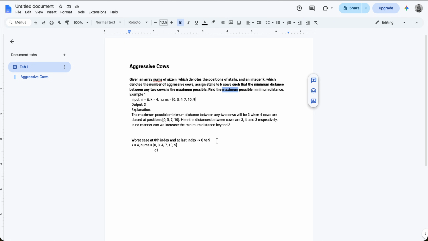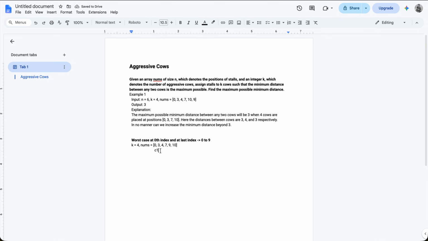And figure out the maximum possible minimum distance. You can notice that this array is not sorted, so we have to sort this array first. The reason to sort is that we just have to place the cows and find the maximum minimum distance. It should not be that I place cow c1 here and cow c2 at 9. So it has to be sorted so that I have a proper distance between two cows.